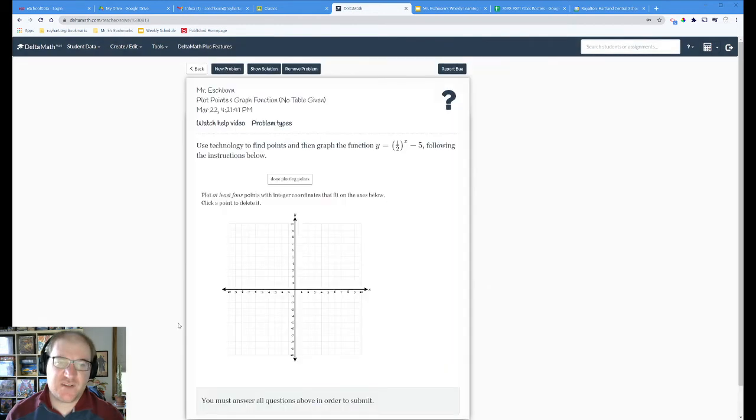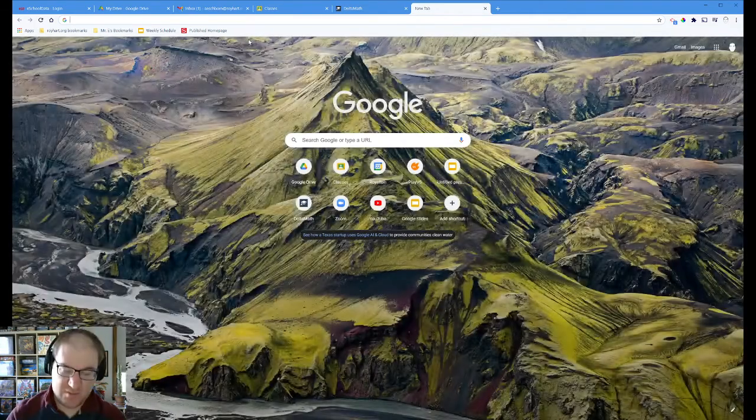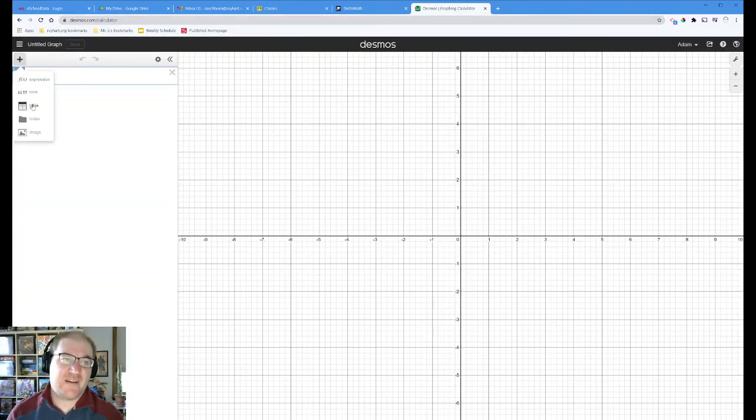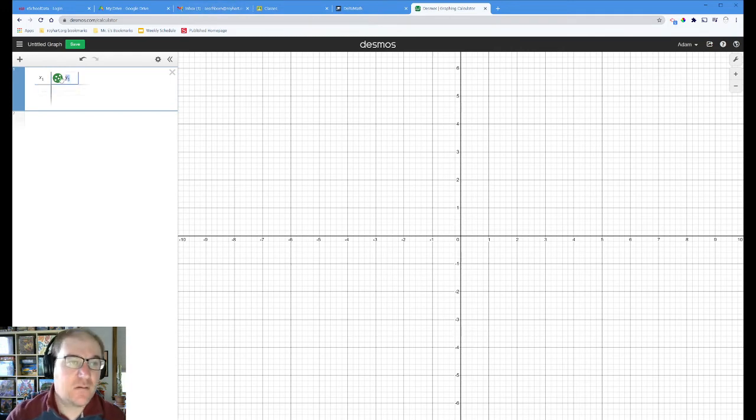And then question number 6 wants us to graph, but it's not giving us a table of values here. So we have to make the table of values ourselves. So I'm going to open up a new tab, and I'm going to go to Desmos. And I'm going to add a table here. Actually, I'm going to type the equation instead.